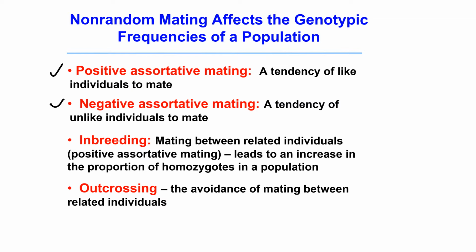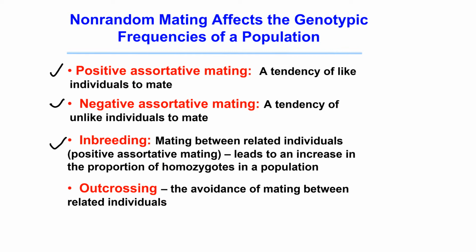One form of positive assortative mating is inbreeding. Inbreeding is mating between related individuals. This leads to an increase in the proportion of homozygotes in a population, and a decrease in heterozygotes and a decrease in variability. Now, inbreeding has a very strong impact on the population. Usually when you have a small isolated population which inbreeds, you can see a much higher frequency of disorders encoded by recessive alleles. And it is because the number of homozygotes is increasing and the number of heterozygotes is decreasing.